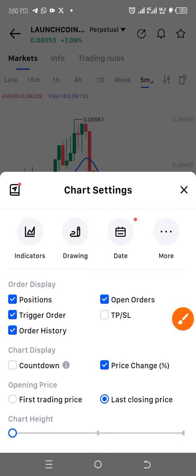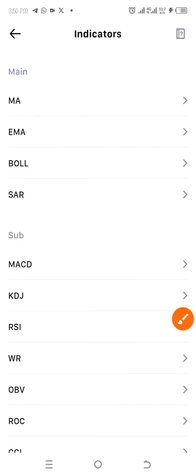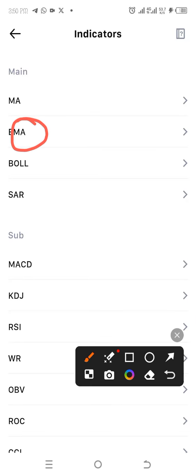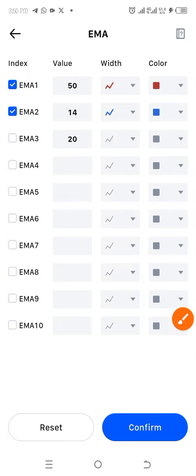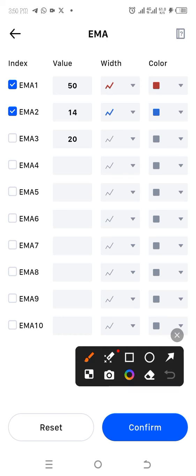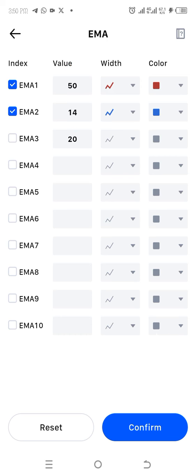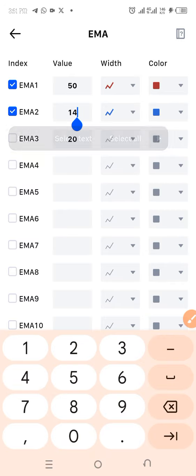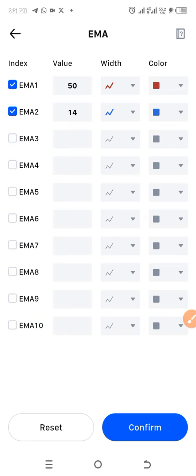Just click on the indicators, and once you click on the indicator, you come to the MA, this EMA. You click on this EMA, and as you can see here, you set just these two. You untick, because it's going to give you like 3, so you have to untick them. After you untick them, you just set this. If I want to change this, maybe remove this 20, I remove it, and I only have 50 and 14 EMA, and the width, you can just adjust it to bold it, and the color.